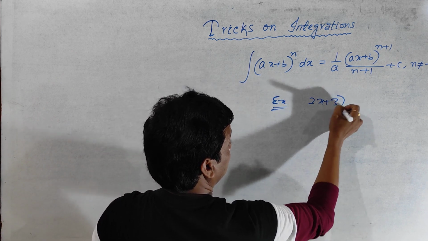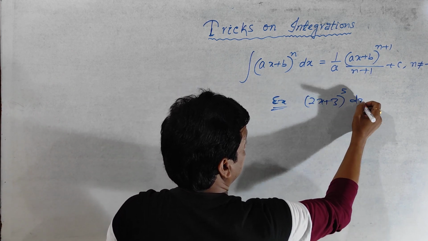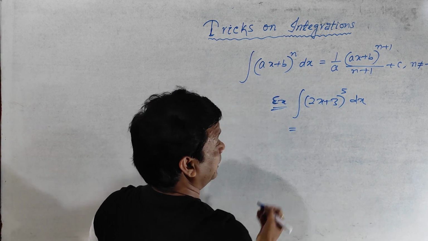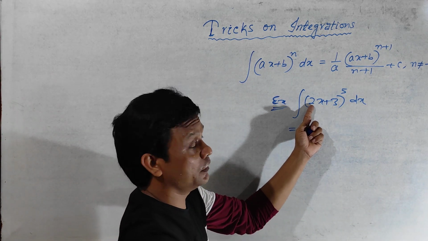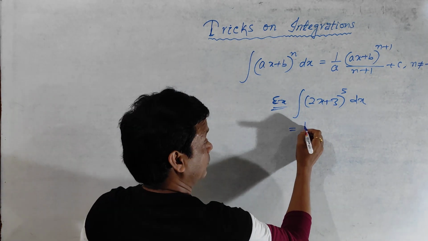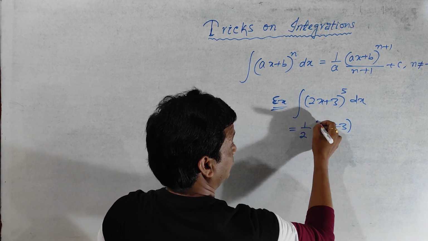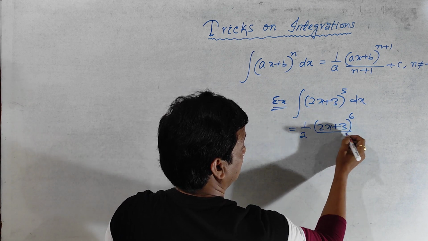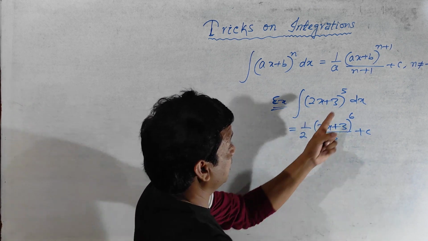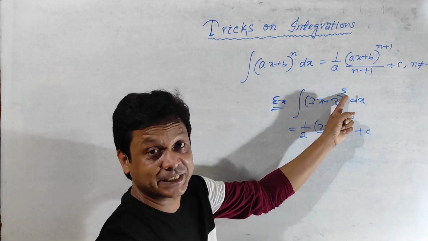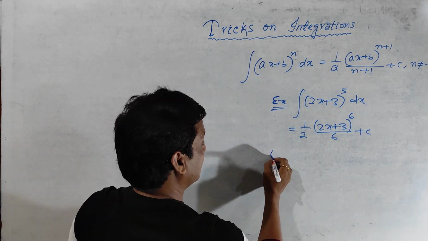Integration of (2x plus 3) to the power 5 into dx will be, here the coefficient of x is 2. So write 1 by 2 into (2x plus 3) to the power 6 by 6 plus c. Because n plus 1, 5 plus 1 is 6, divided by 6.